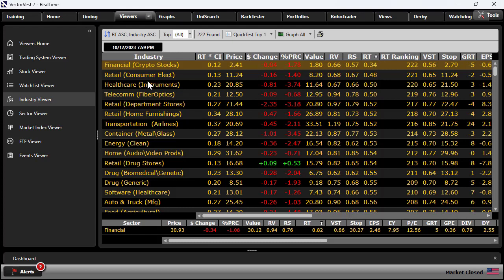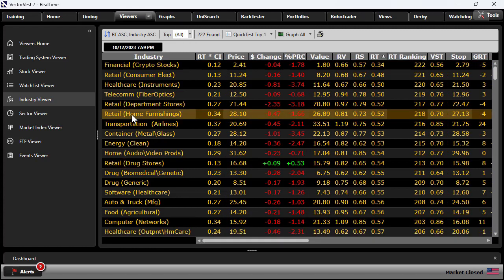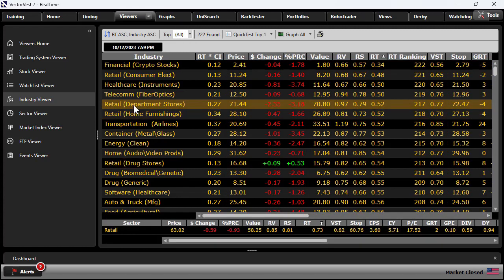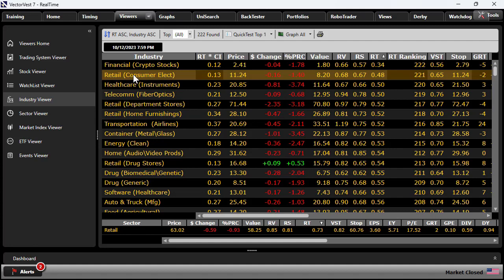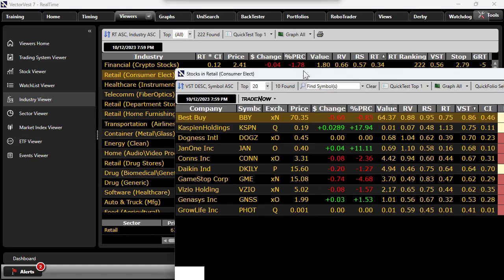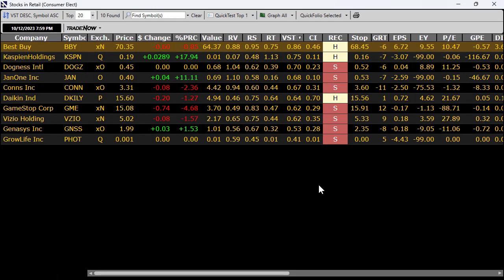The majority of industry groups within that sector are underperforming as well. Retail drugstores, home furnishing, department stores. These industry groups tend to outperform during the holidays. Hey, we're getting there. But these are industry groups that you might consider looking within to find stocks to short. And if I wanted to open up the retail sector, double click. Look at all the sell ratings in here.